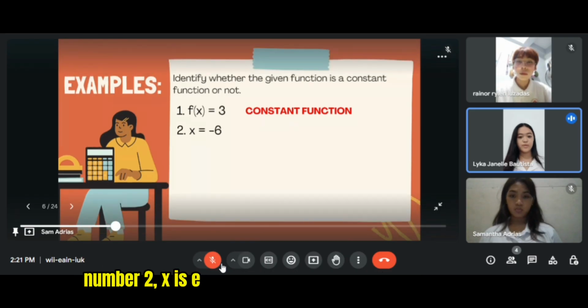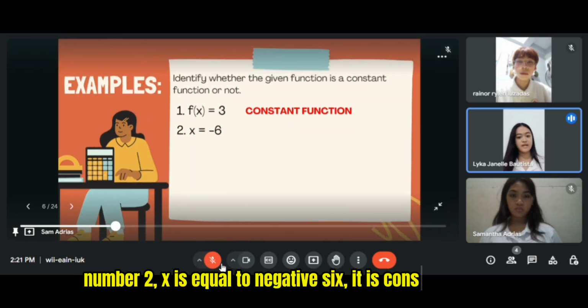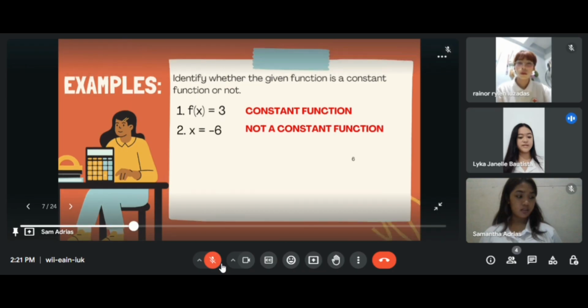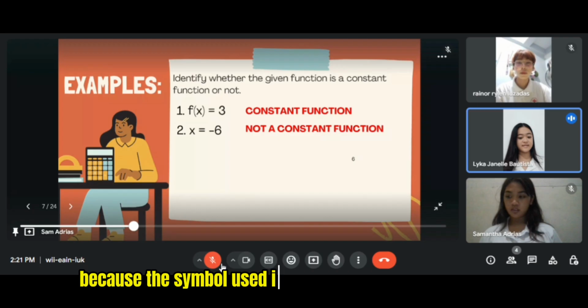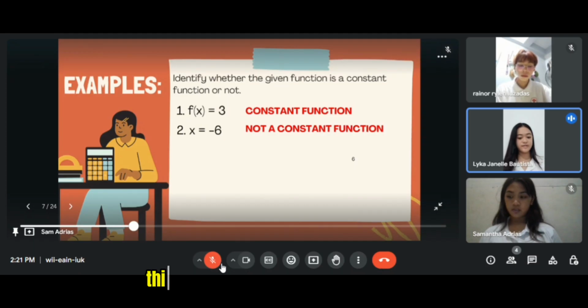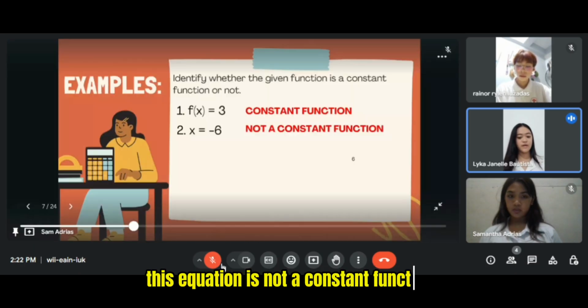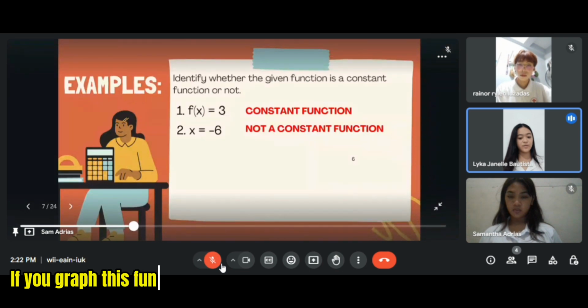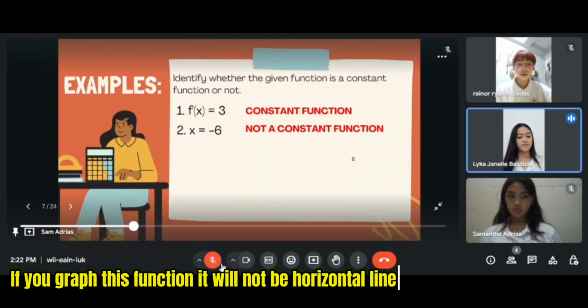Number 2. x = -6. Is it constant or not? Not, because the symbol used is x, not f(x) or y. Therefore, this equation is not a constant function. If you graph this function, it will not be a horizontal line but rather a vertical line.